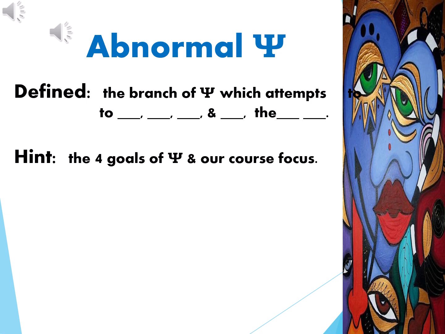Since the focus of our course is abnormal psychology, it's essential that we learn the definition. I have blanks in the definition, so I'd like you to try to determine on your own, if you can, what should go in there. We'll define it as the branch of psychology which attempts to blank, blank, blank, and blank in the topic of the blank blanks. For a hint, you can see that the first 4 blanks should be the goals of psychology, and the last 2, the focus of our course.